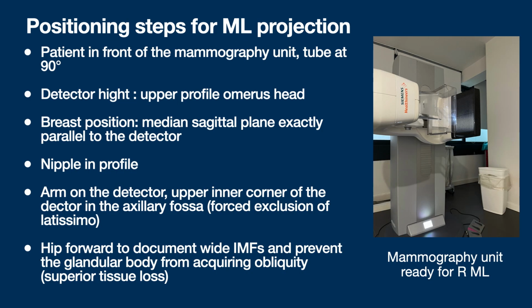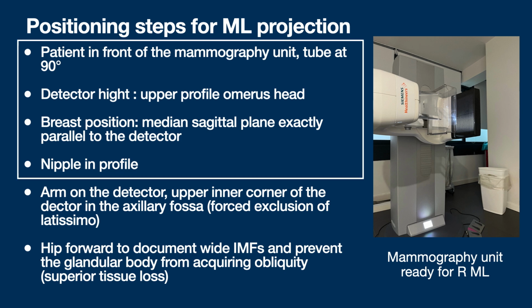Let's move on to positioning. The tube is at 90 degrees for medio-lateral view. See the example in the picture for a right medio-lateral projection. Place the patient in front of the unit. Choose the height of the detector, which is equal to the upper profile of the head of the humerus. I'll show some pictures in a minute.